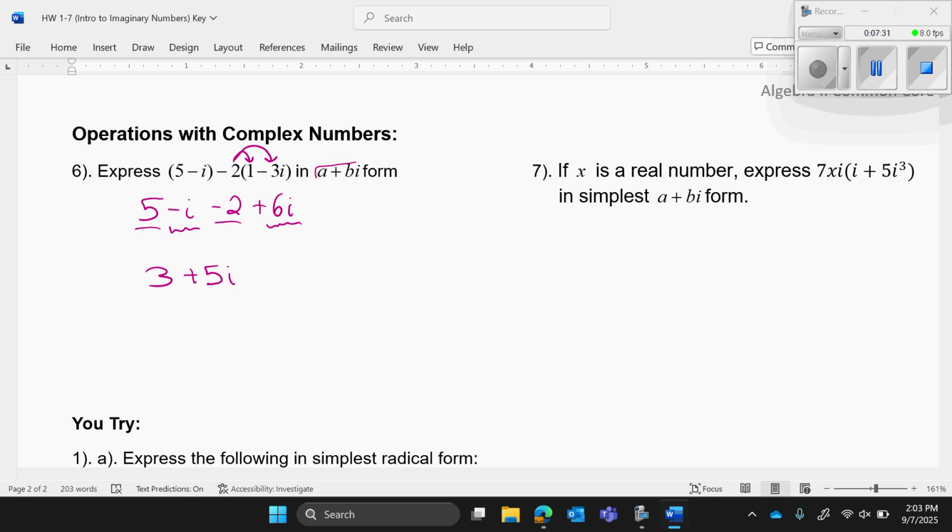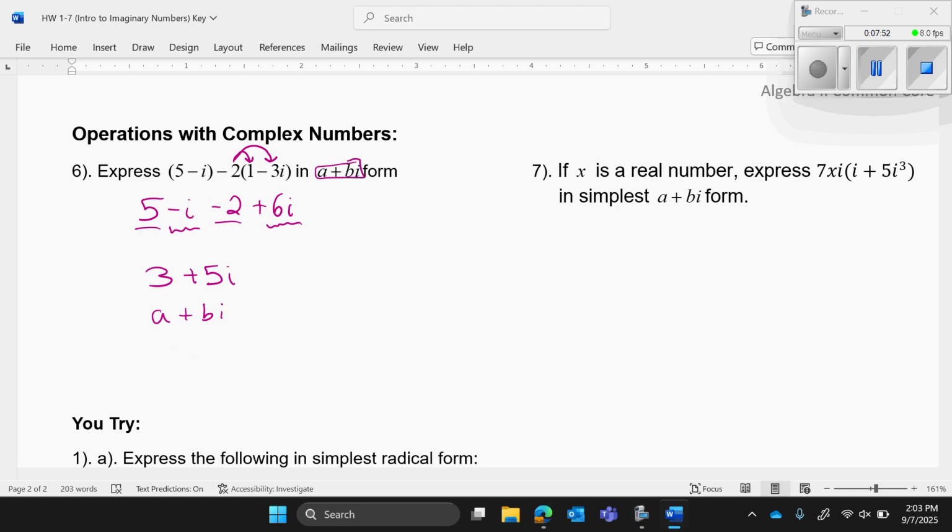And notice how it says a plus bi form, meaning this is the correct format. You have the a and then you have the bi. a is 3, b is 5. If you wrote 5i plus 3, that would be incorrect, and you would actually lose a point for that.